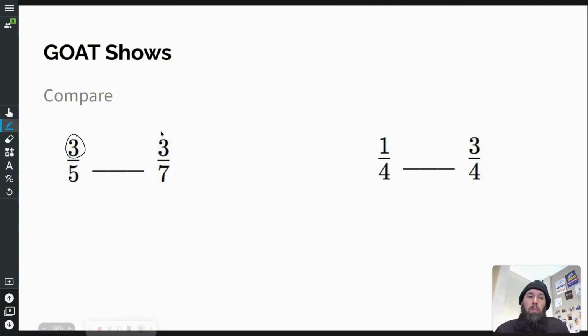Ooh. Numerators are the same. So if the numerators are the same, the smaller the denominator, the larger the fraction. 5 is smaller than 9, so 3/5 is bigger than 3/7. The denominators are the same, so regular rules apply. 1 is smaller than 3, so 1/4 is smaller than 3/4.